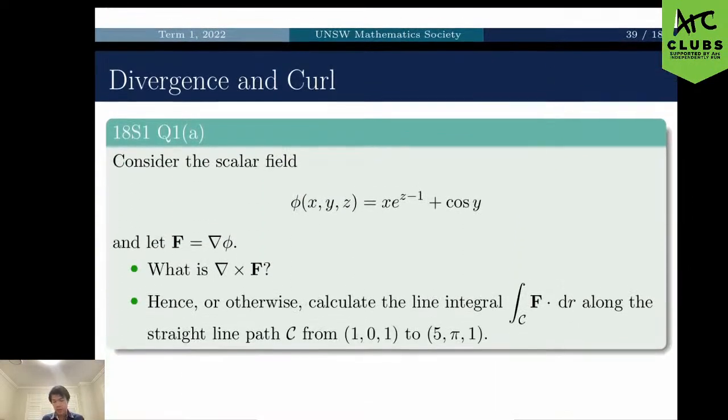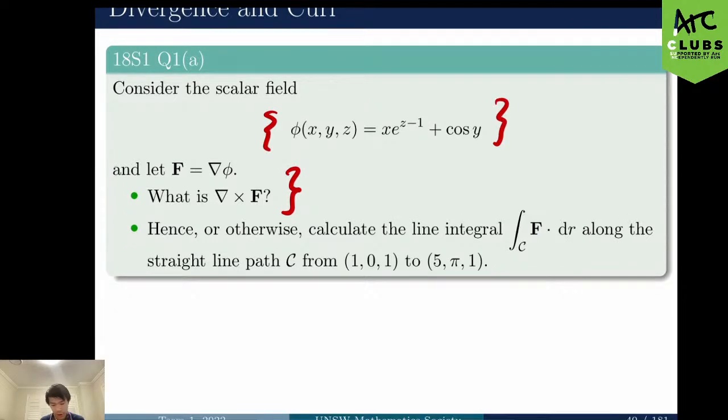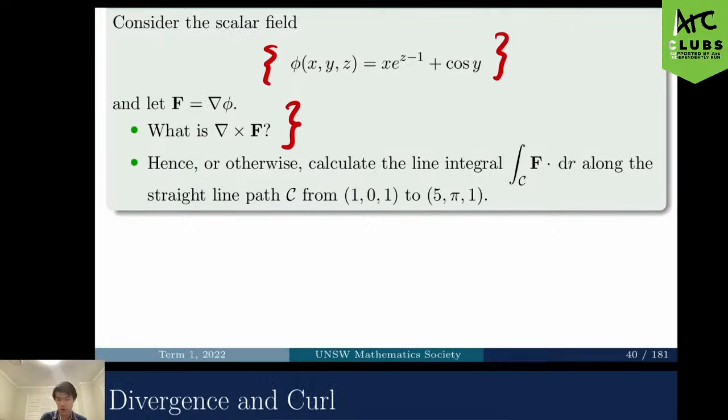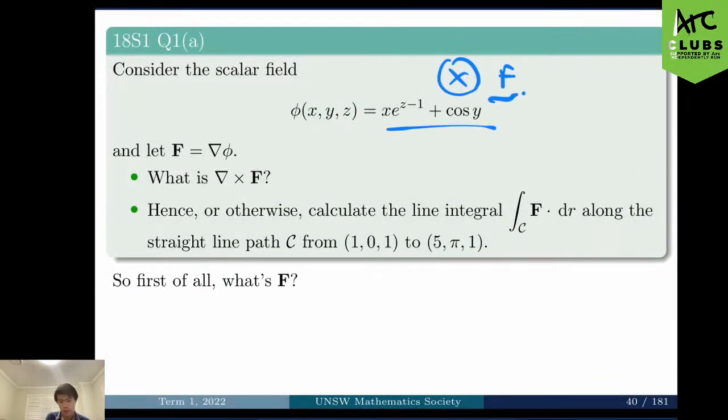Cool. So let's do this example. The first part is just doing a formula, so finding the curl of f. We've got this scalar field and we find the curl of f. So what is f? Well, f is actually defined as being equal to not this. That's not f. It's equal to the gradient of phi. So if we think about that, that actually means that by definition, this is conservative.